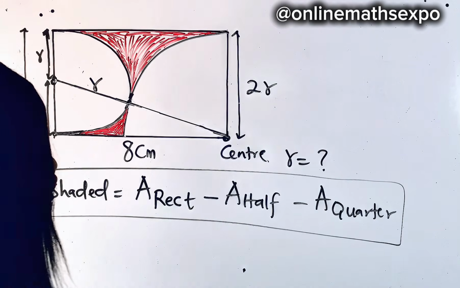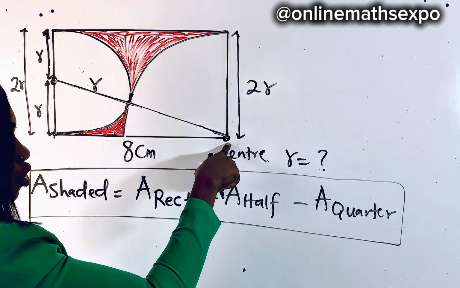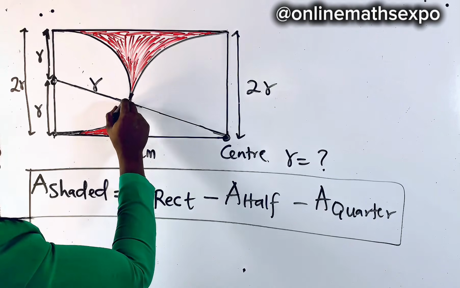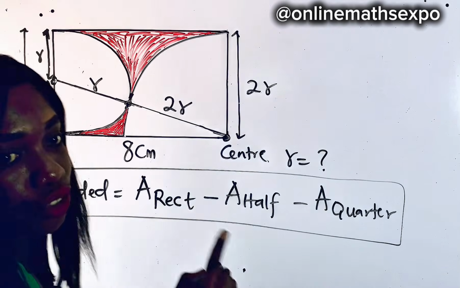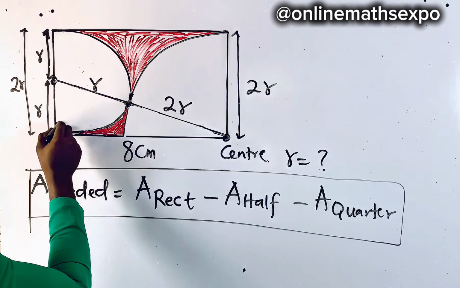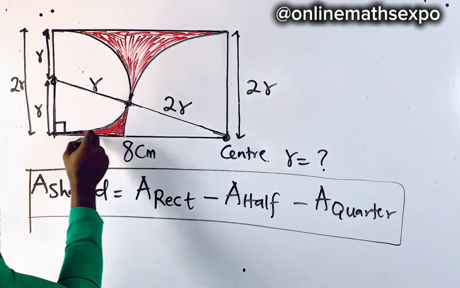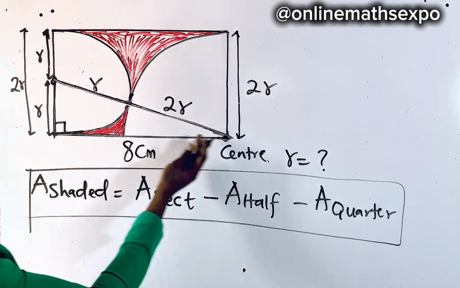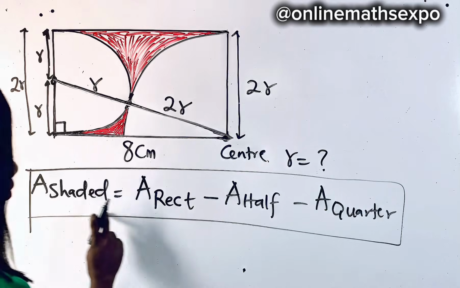Now, what other information do we need? Also note that from here to here is the radius of the quarter circle, and is also the same with from here to this end. So this length is also 2r. And for a rectangle, it always has right angles at the vertex. So did you observe that this has formed a right angle triangle? Let's bring out that shape to help us to find the radius and then find the area of the shaded.